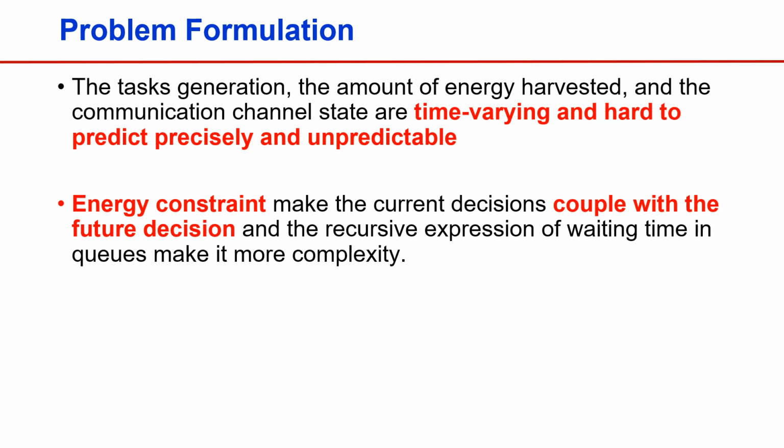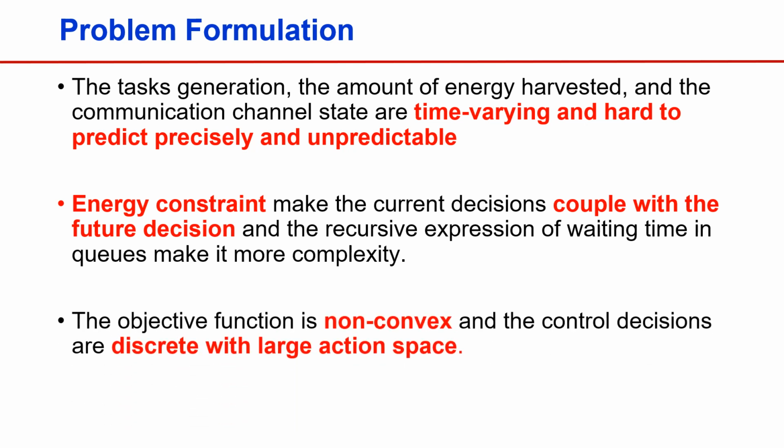Current decisions will have long-term effects in the future, so our algorithms must be far-sighted. The objective function is non-convex, and the control decisions are discrete with large action space.